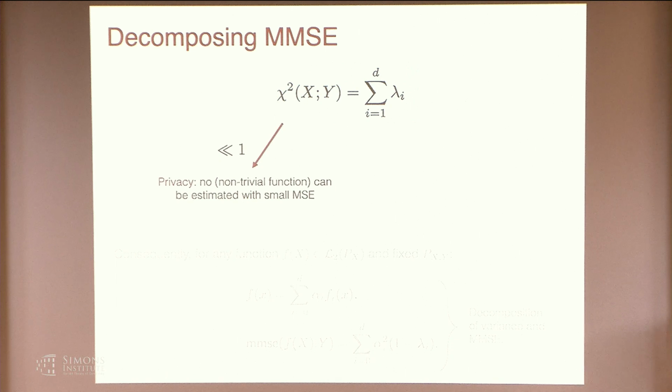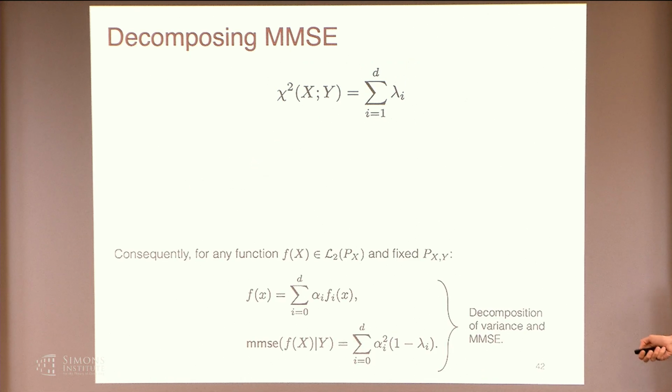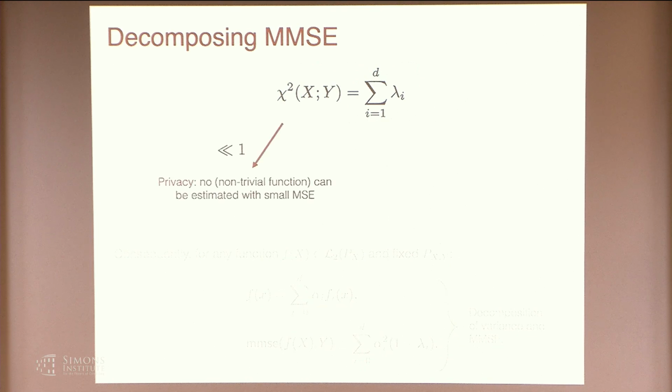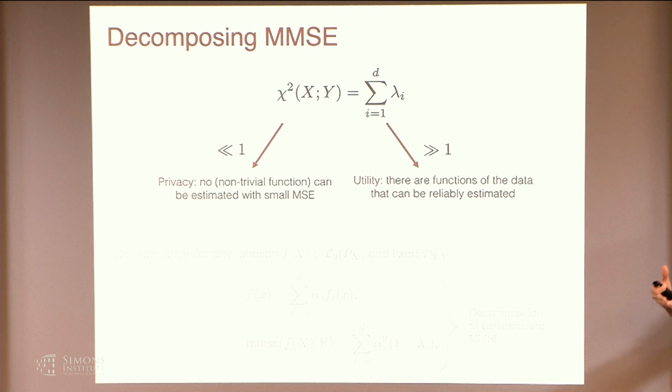So if chi-square is very, very small, you have something that's somewhat akin to privacy. What that means is that there's no non-trivial function of x that you can reliably estimate from y, because all these values will be very small and the MMSE will be very large. And if this chi-square is high, you have something that seems like utility, meaning there may be functions of x that you can reliably estimate given y. And we're going to explore this a little bit later.